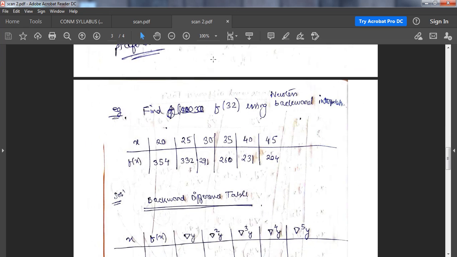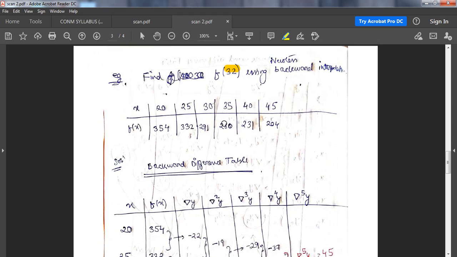Now let's see an example. In this example, you are asked to find out f of 32. The data set which you are given is from 20 to 45, isn't it? So f of 32 lies between 20 and 45, so it is an interpolation. For 20 you have this value, for 25 you have this value, and so on. Now, can I use the forward difference formula? Yes, you can, no issue. But here I have specifically asked you to do the backward interpolation.